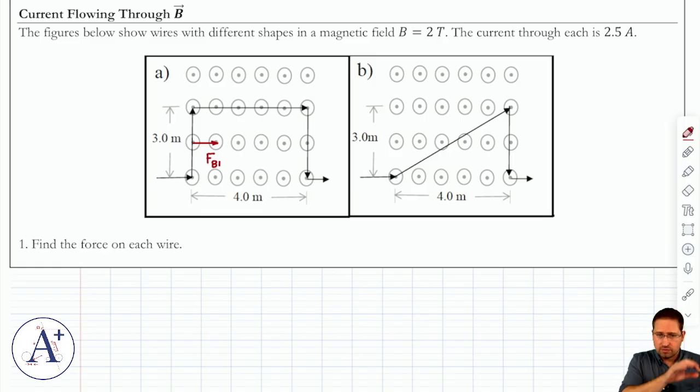If I do it again for the horizontal part, forefinger to the right, middle finger out of the page, you kind of got to contort yourself a bit, but you get FB2 pointing down. By the way, if you don't want to contort yourself, just rotate your exam, right? It'd be a lot easier. I could do it with my iPad, but you won't see it. So anyway, you get FB2 pointing down.